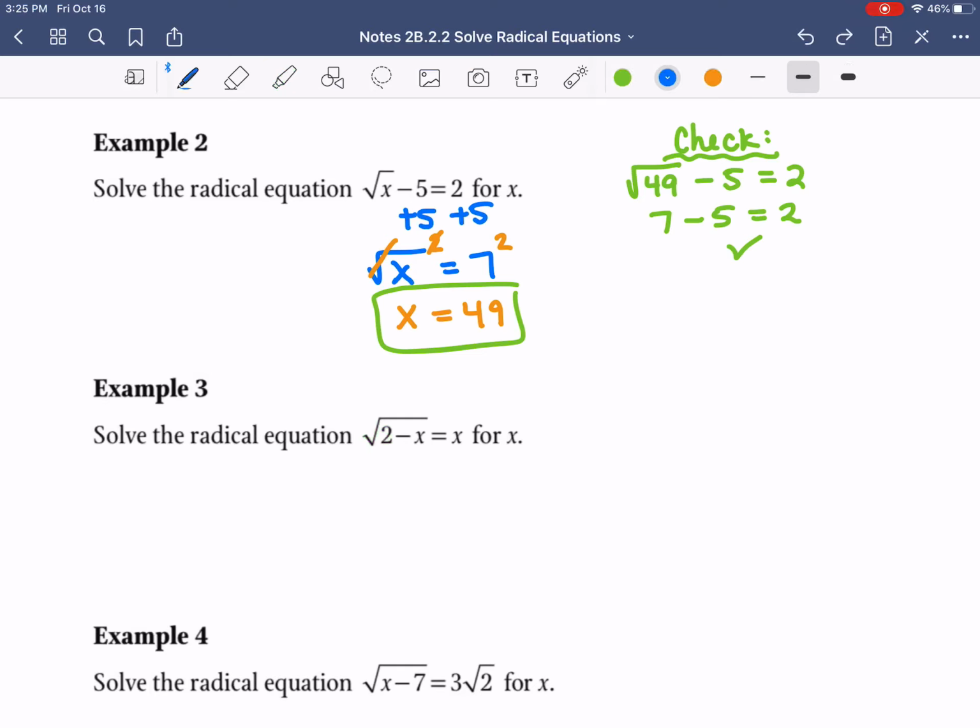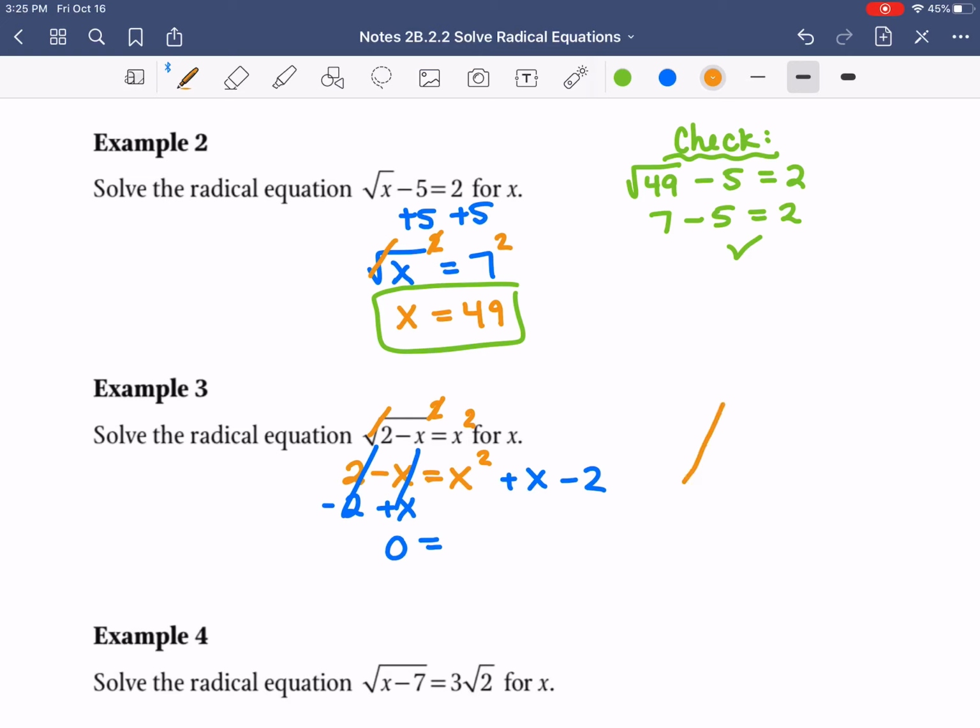Step 2 is to raise both sides to the power that would cancel it. Since it's just a square root, we're going to square both sides. So it cancels, and we get 2 minus x equals x squared. All right, so we have to think back to what we did last week. If you have an exponent, you have to get one side equal to 0, try to factor, and solve. So we get 0 equals x squared plus x minus 2.